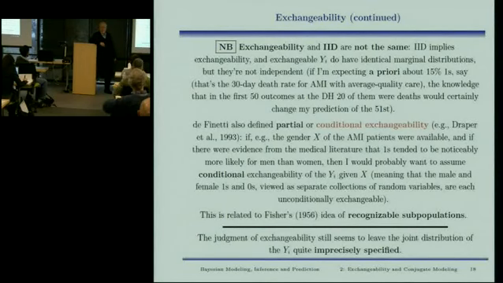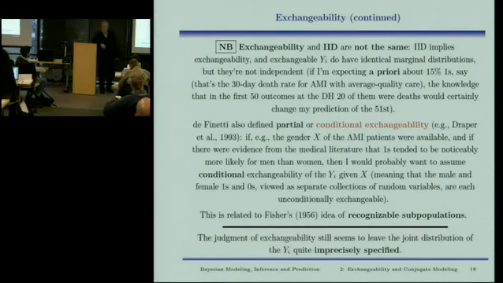IID is stronger than exchangeability. It implies exchangeability. And it's true that exchangeable random variables are identically distributed, but they are not independent. There is information in any subset of the exchangeable Ys that is helpful in predicting the rest of the Ys, and that makes them dependent in a Bayesian sense, and also in a frequentist sense.